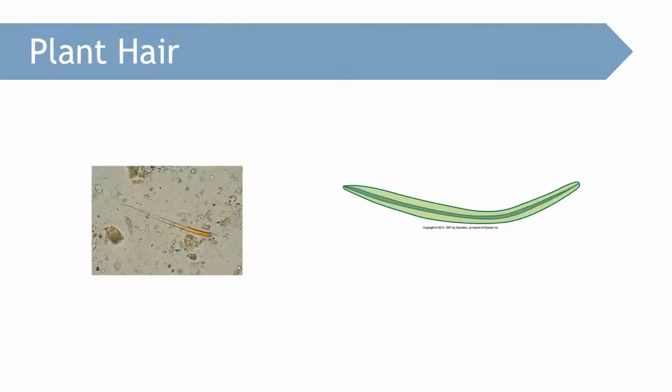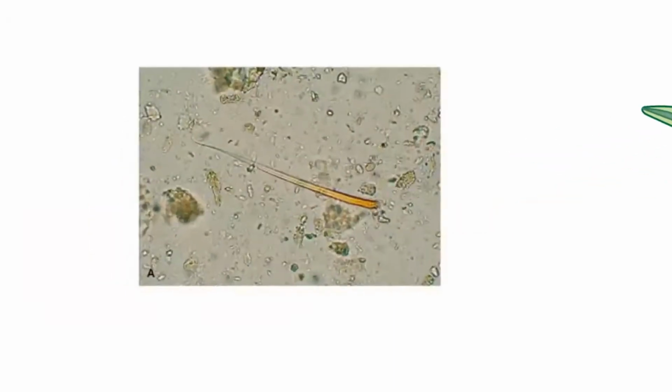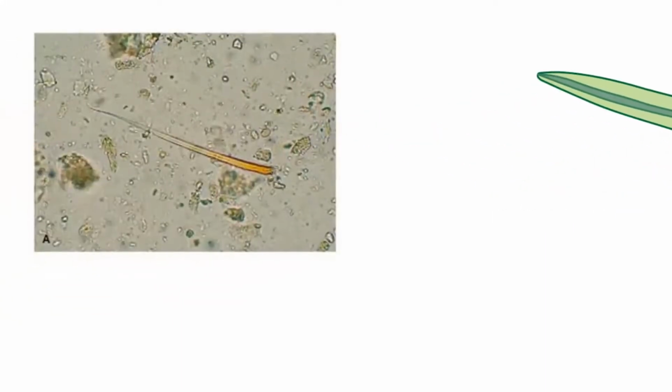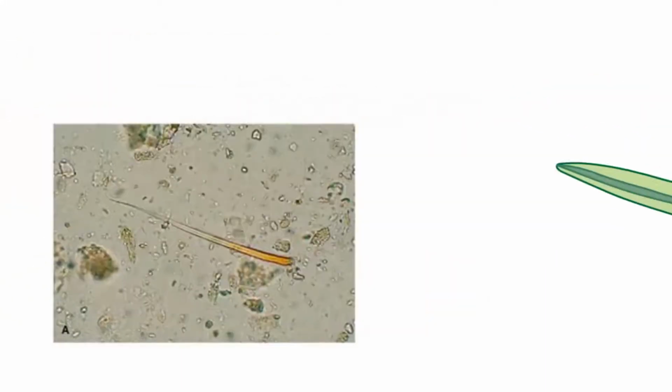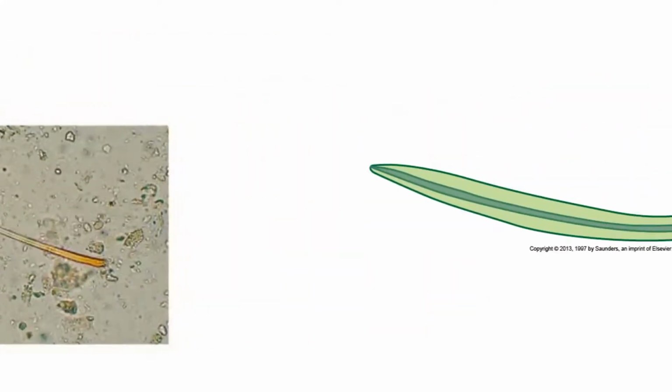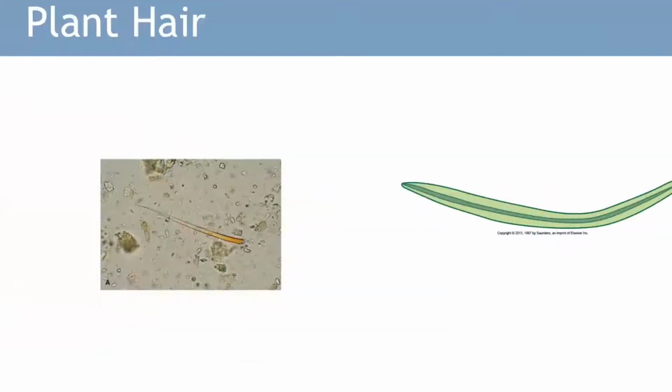The other one is plant hair, like this. Students always think when they see this that it is a larva. That is not a helminthic larva, because that is a plant hair. Take note of the buccal cavity, the head, and the tail. If it looks something like this, then it's just a plant hair.